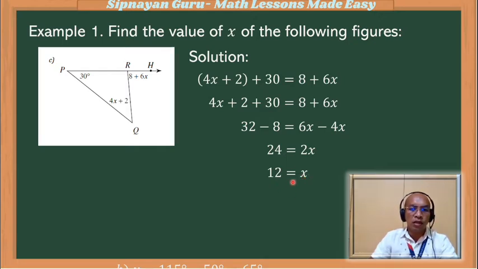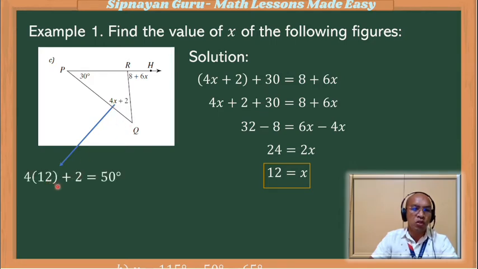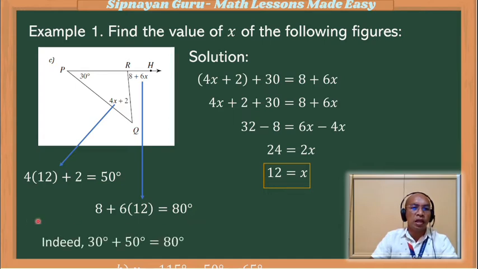Knowing that the value of x is equal to 12, what if we are asked for the value of angle Q? We substitute the value of x here, so that would be 4 times 12 plus 2, which is 50. For the exterior angle, it measures 8 plus 6 times 12, the value of x, so that is 72 plus 8, which is 80. Indeed, the measure of this angle, 80 degrees, is the sum of these two measures. So 30 plus 50 is equal to 80.